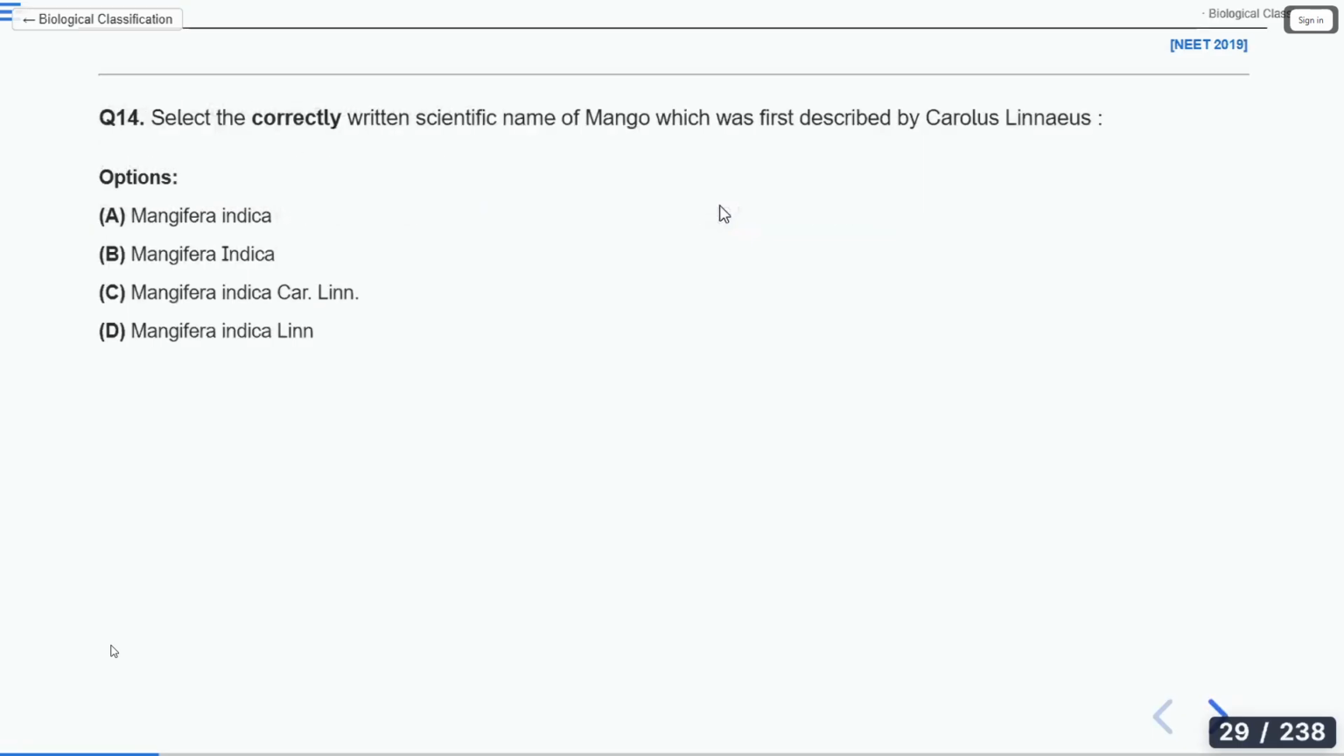So next question, select the correctly written scientific name of mango which was first described by Carolus Linnaeus. So you know the rules of binomial nomenclature. Just check which is the correct one. Mangifera indica. Which is the correct one? Option D. A Mangifera indica is correct.